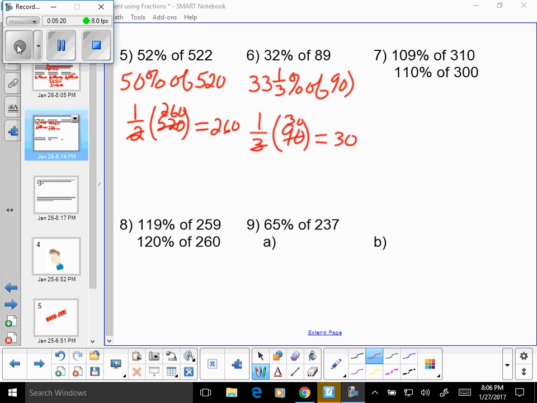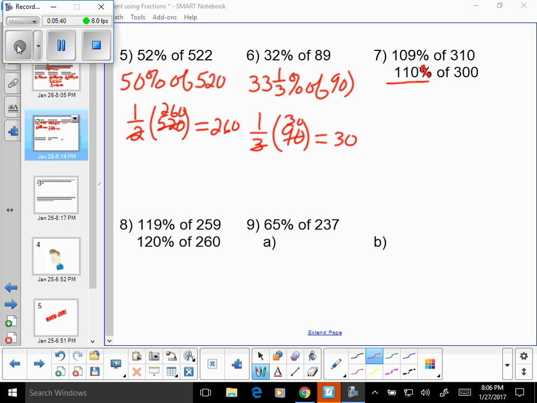Number 7, I've kind of started it out for you. We have 110% of 300, and the problem, of course, some of you are going to say is, well, what in the wide world fraction is that? Because you don't have that on our flashcard sheet. You're right, I don't. This goes back to the lesson of how to get a percent to a fraction.